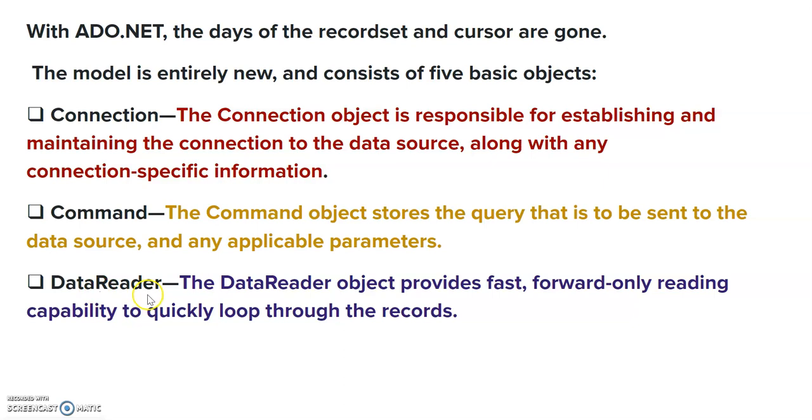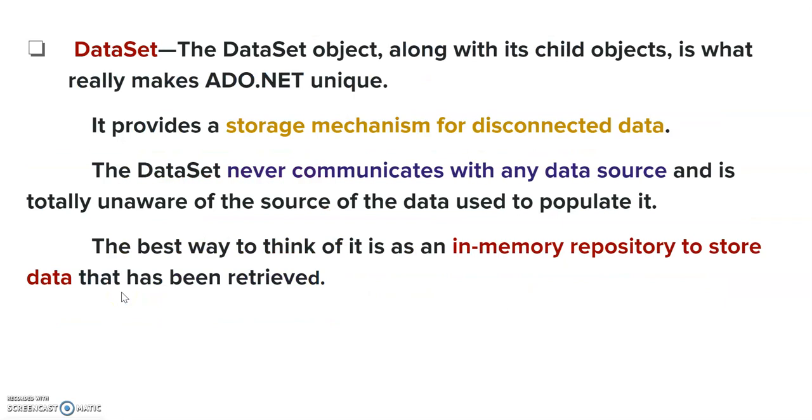Data reader, the third object, is used for reading capability. It works quickly with the help of a loop through the records. So the data reader object is used to read the data from the database.